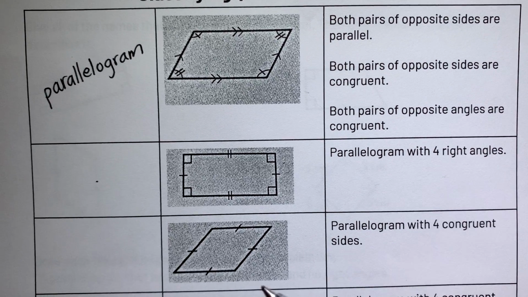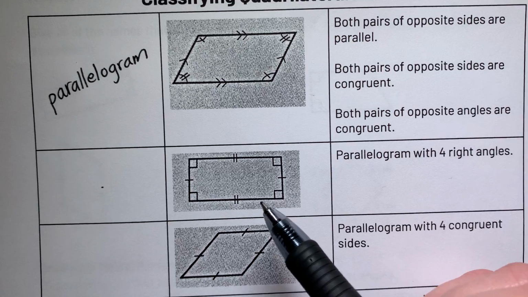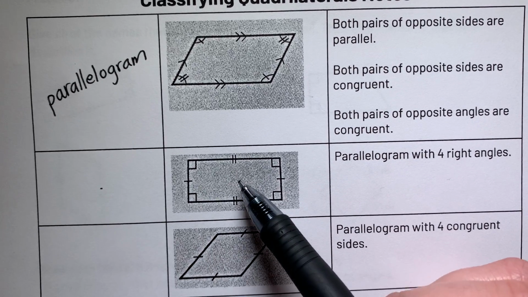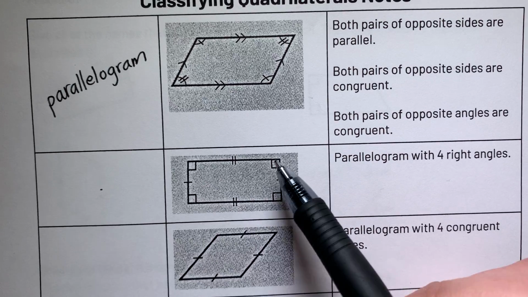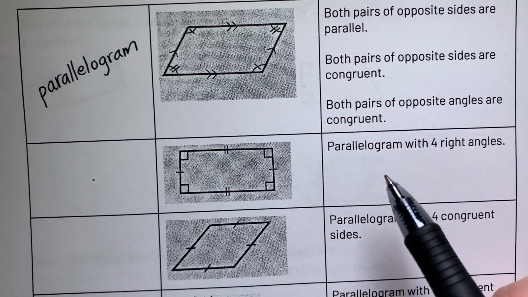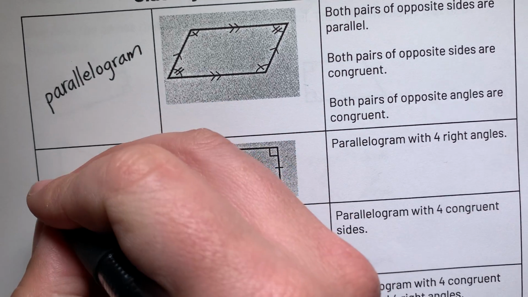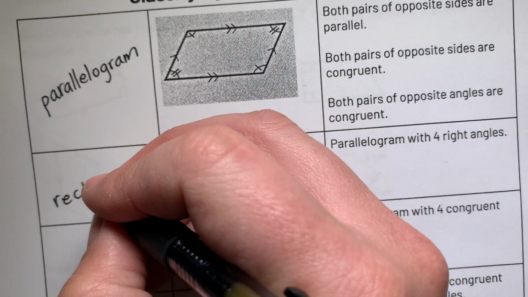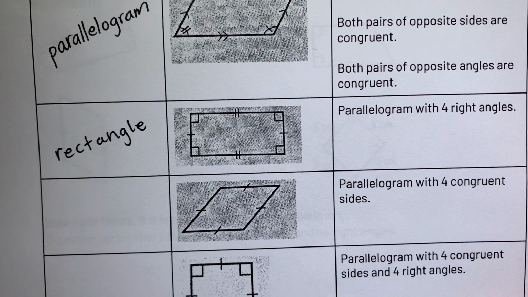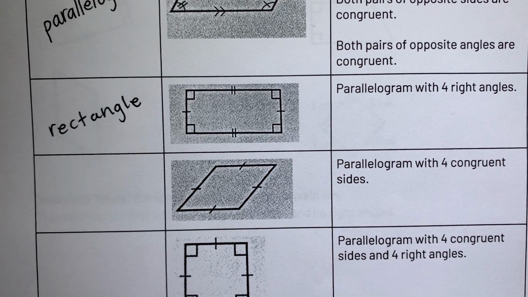All right, if we look here, this is a special type of parallelogram. It's a parallelogram because its opposite sides are parallel, its opposite sides are equal, its opposite angles are equal. And anytime you have a parallelogram with 4 right angles, you have a rectangle. So a rectangle is a special type of parallelogram.